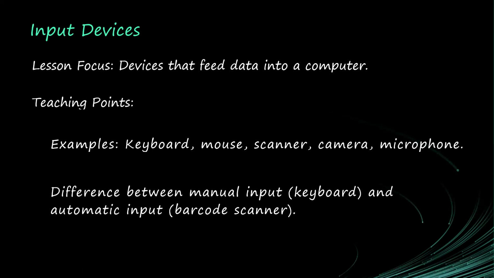We'll also take a look at the difference between manual input and automatic input. An example of manual input is the keyboard, and automatic input is the barcode scanner. Now, we are going to see how input devices have evolved, from manual input, the traditional input devices like the keyboard, to barcode, VR, and other technologies. So we are going to be taking a look at them here.